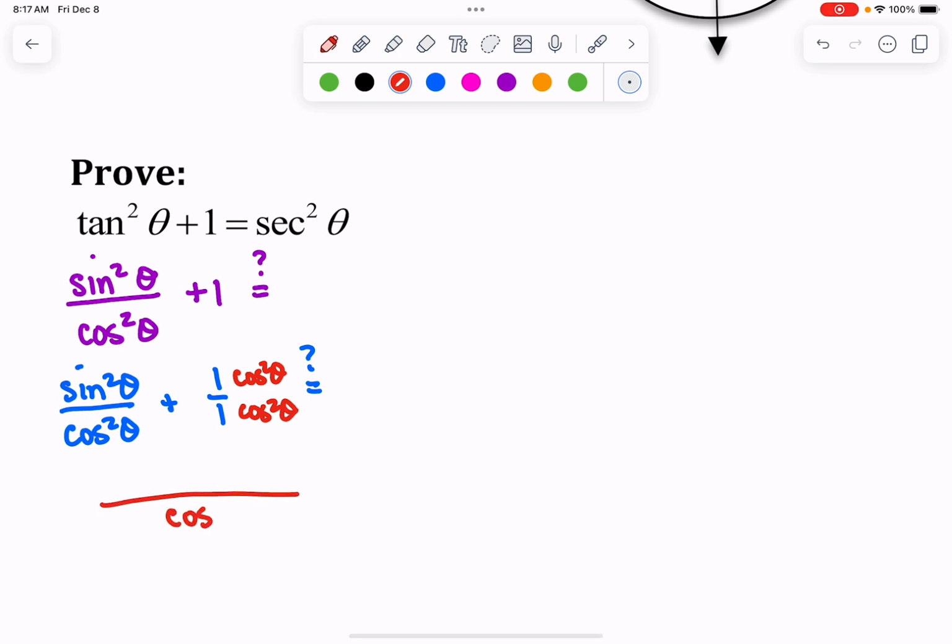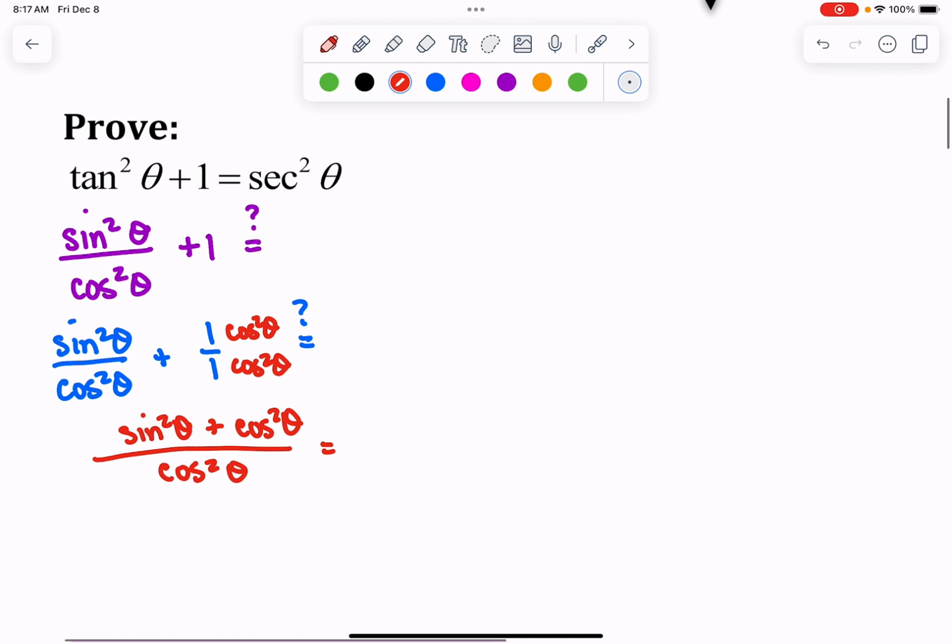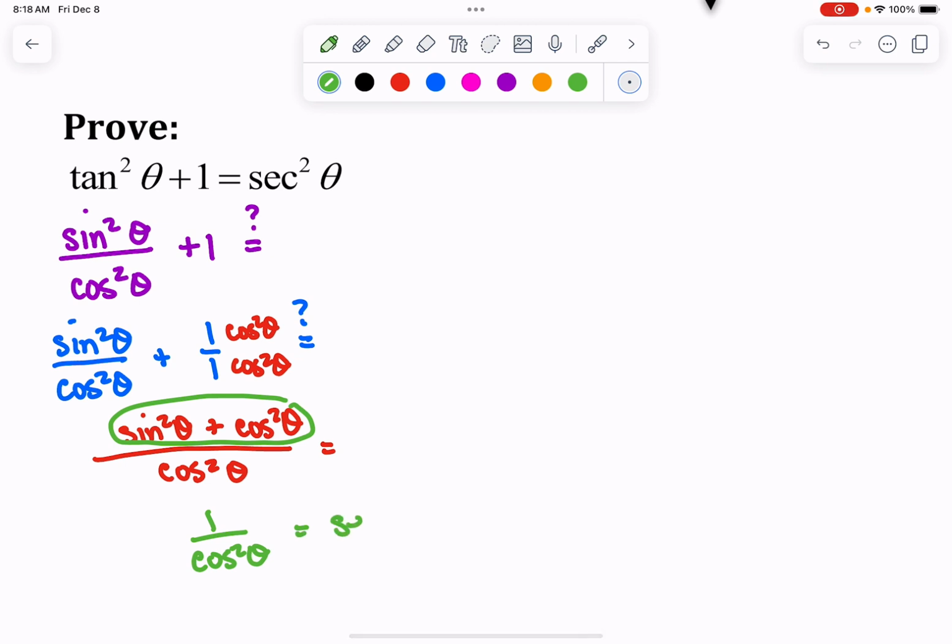Now I can rewrite this as one fraction. I have an LCD of cosine squared. From the first fraction, I get sine squared of theta, plus from the second fraction, I get cosine squared of theta. And we just reviewed that sine squared plus cosine squared is 1. So I can now replace this numerator with 1. And 1 over cosine squared, that in fact is equal to secant squared. So it checks out, and now I can use this rule: tangent squared plus 1 is equal to secant squared.